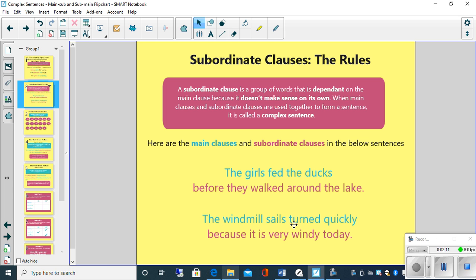The next sentence: the windmill sails turned quickly because it was very windy today. The windmill sails turned quickly is the main clause. It makes sense on its own. Because it was very windy today is the subordinating clause. It doesn't make sense on its own. It's got the subordinating conjunction because.